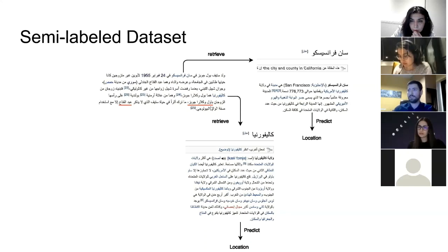For example, here Paul and Clara Jobs are not labeled because we don't have a Wikipedia page for them.